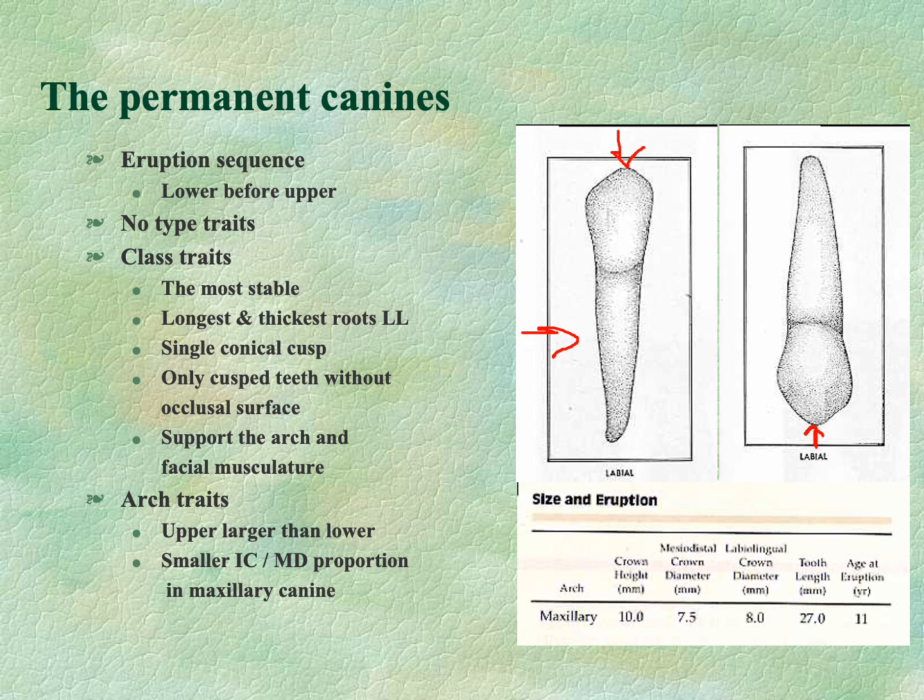It has a smaller inciso-cervical to mesodistal proportion in the maxillary canine. The dimensions of the canines are mentioned in the table. The dimensions, the size and the eruption time are in the table I mentioned in the last lecture, and it will be handed to you in the laboratory too.